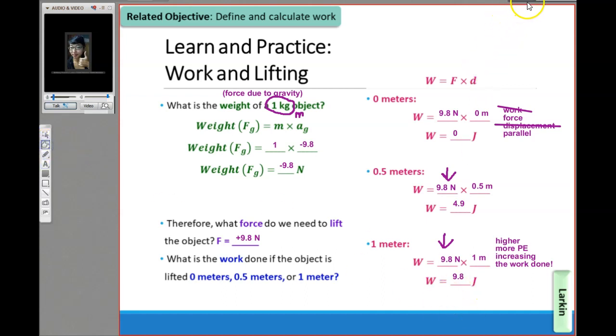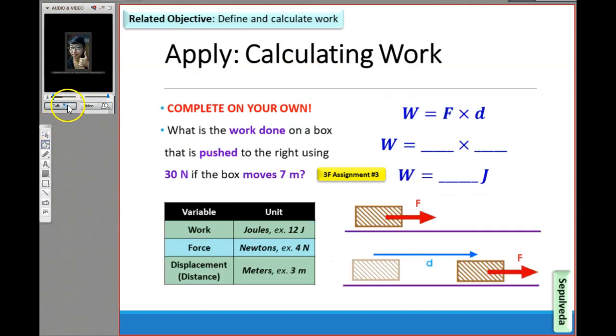Great job. Let's go ahead and actually do an application to this. We're going to complete this on our own. So what is the work done on a box that is pushed to the right using 30 newtons if the box moves 7 meters? So we have 30 newtons here. Look at the units. I also have a kind of a diagram here to help you out. So look at this. And then we have also 7 meters. Simple problem here. Go ahead and plug your numbers in. Let me know and lock in your answers.